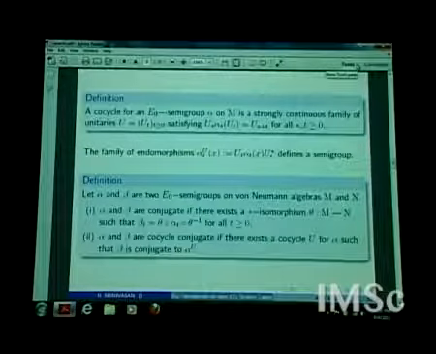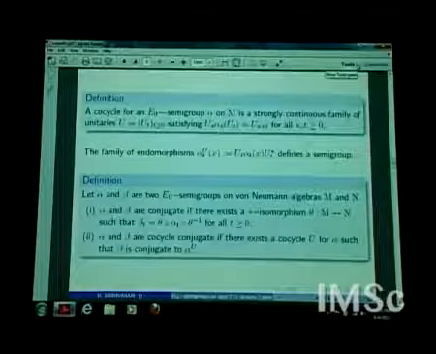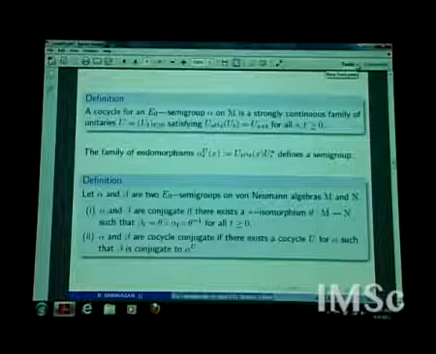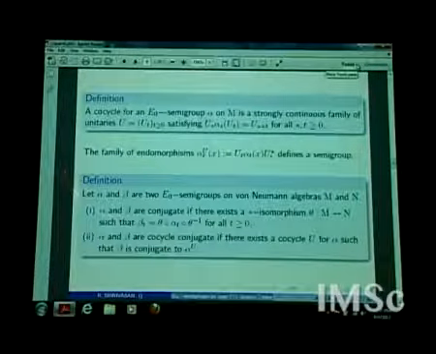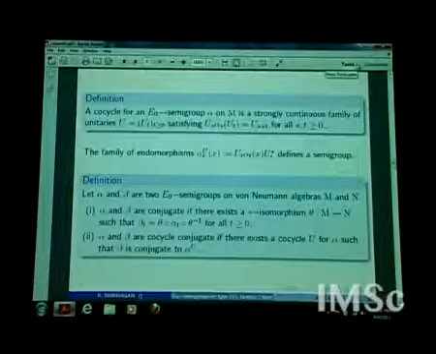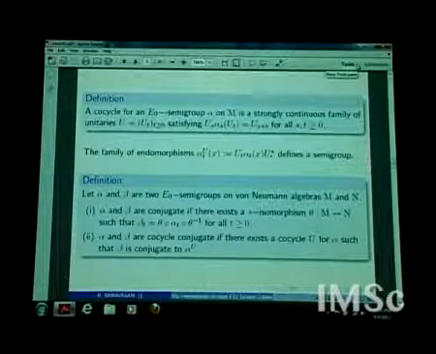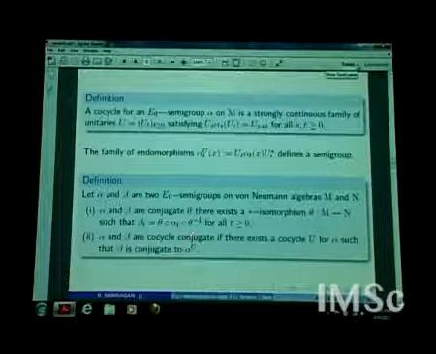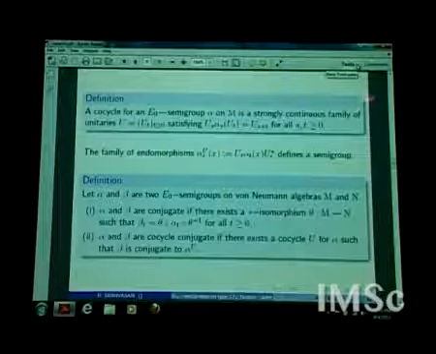So now I have defined an E0 semigroup, and I have given two families of examples, and there are many more families actually. Now I want to talk about the identification within E0 semigroups. The identification is what is called cocycle conjugacy, which I want to define. To define that, first I define what a cocycle is.